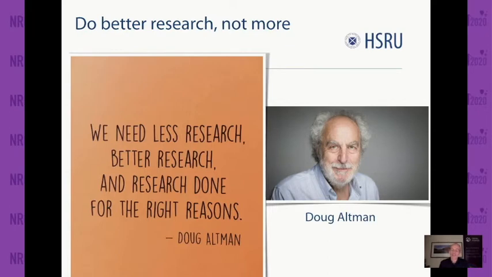We do not need endlessly more research. And I'm going to show you some examples of that in a moment. We don't need more and more and more. What we really do need is better research, and research done for the right reasons. And we've heard from all of our speakers so far about the sorts of things that make the right reasons, meaning that research is going to be meaningful to those individuals who are trying to make decisions about better healthcare.